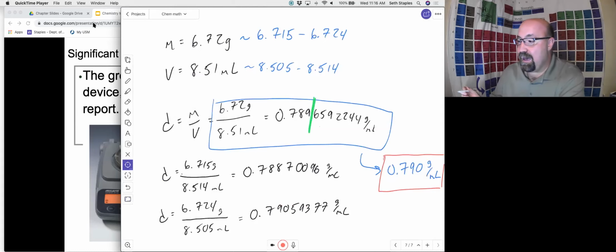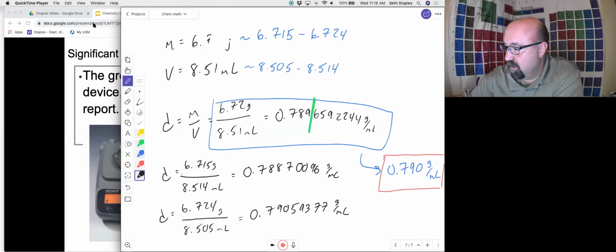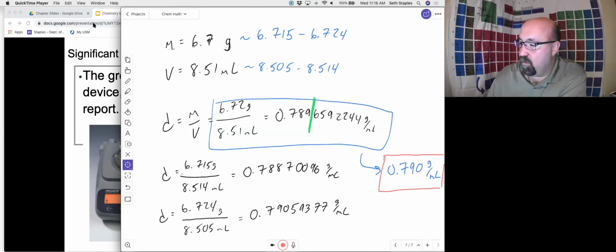Let's say we had a cheaper scale. Let's say that the balance that we were using could only go to the 10th spot. And so instead, let's say we could only measure that it was 6.7 grams. And so now we've got 1, 2 significant figures in our mass measurement, 1, 2, 3 in our volume. Our least number of significant figures in our measurements is 2. And so our answer in that case would only be able to be recorded to 2 significant figures.